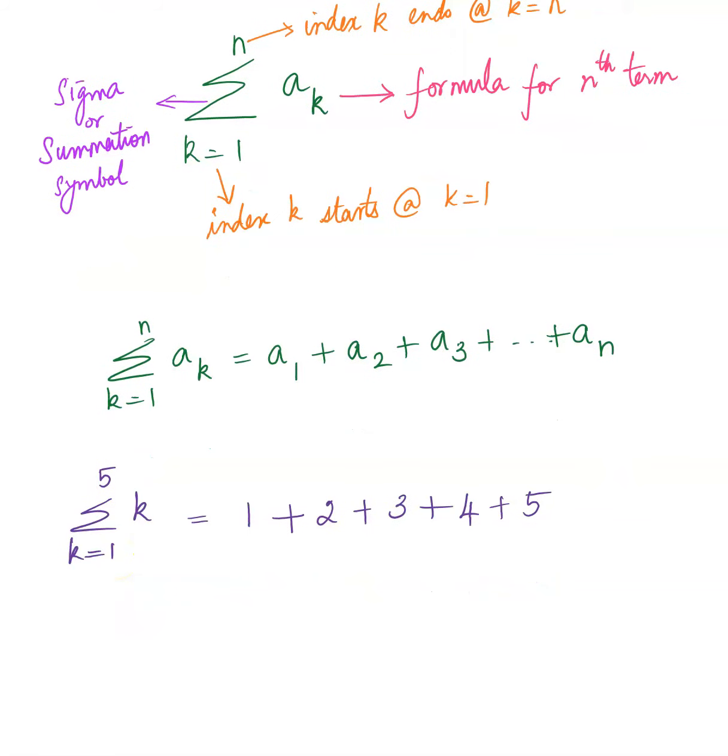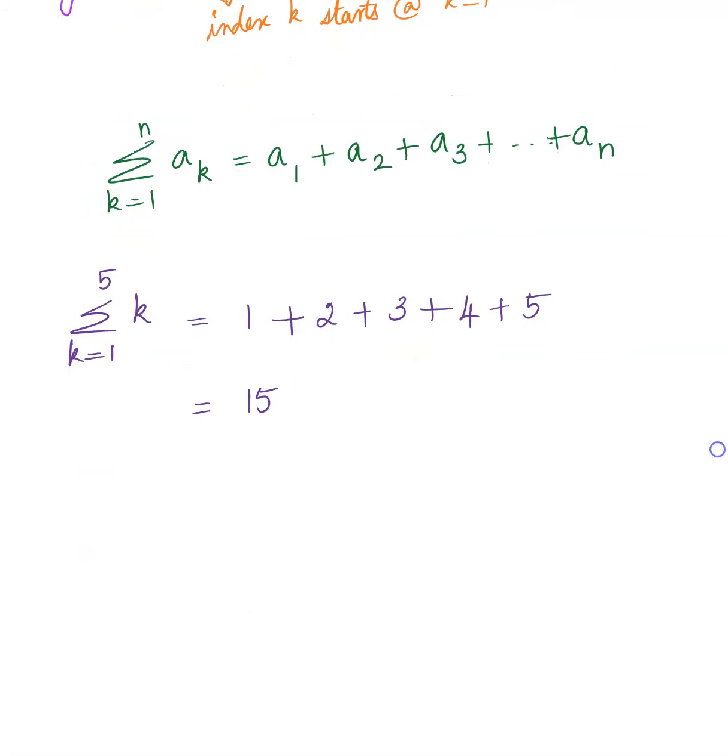Then sit and add them. Use a calculator. That gives us 15. And that will be the answer. So you don't have to write 1 plus 2 plus 3 plus 4 plus 5. You just say summation k, 1 to 5. The answer is 15, and we would understand that.